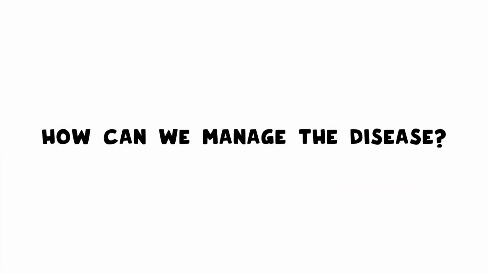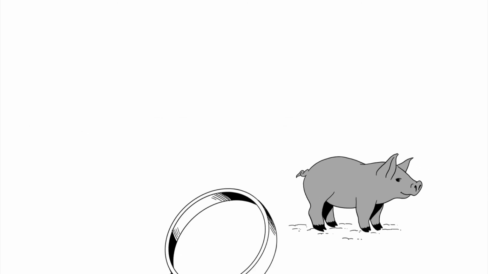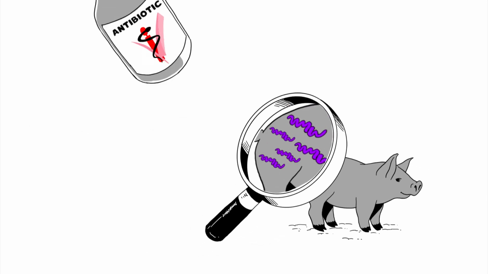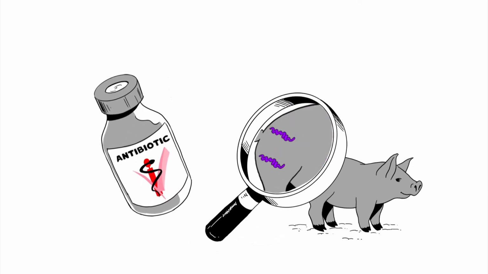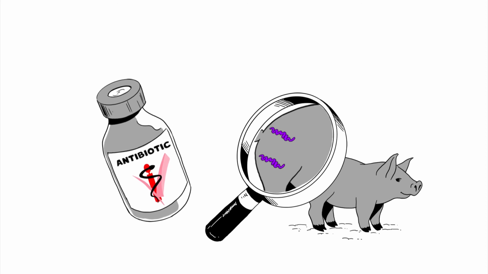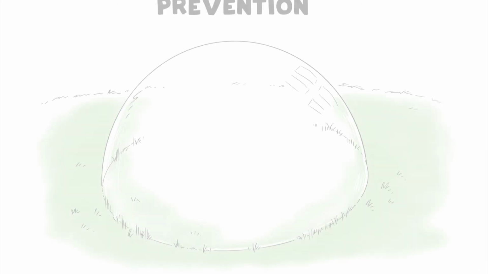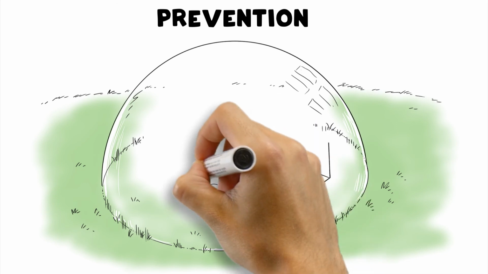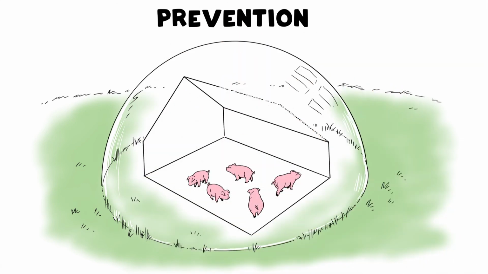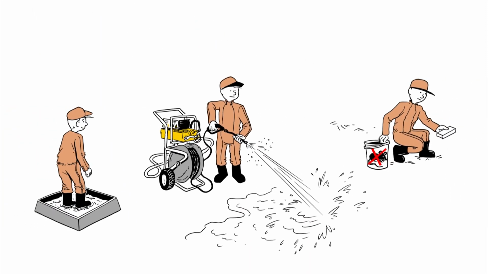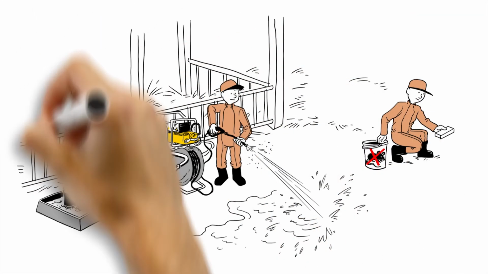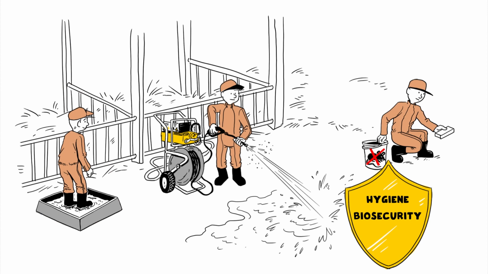How can we manage the disease? Leptospirosis is treated with antibiotics. They do not usually eradicate the disease. Sometimes it is necessary to repeat a course. Prevention solutions should be prioritized to limit the use of antibiotics and therefore the risks of antibiotic resistance. As a priority, hygiene and biosecurity should be prioritized as they reduce the risks of contamination.